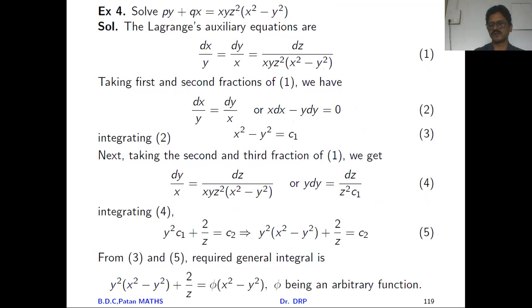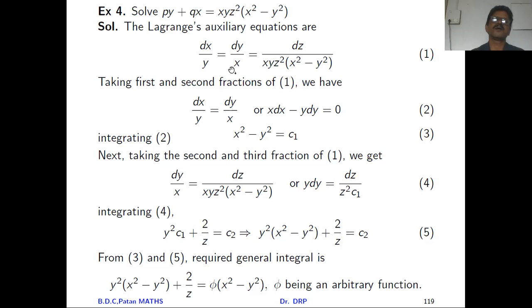Now I will proceed towards the next example, that is solve py plus qx equal to xyz square into x square minus y square. So this equation is again in the form Pp plus Qq equal to R. So the Lagrange's auxiliary equation here in this case takes the form dx upon P equal to dy upon Q equal to dz upon R. So P is y, Q is x, and R is xyz square into x square minus y square.